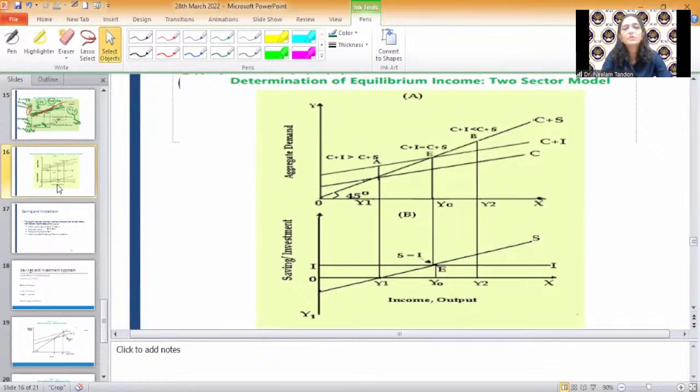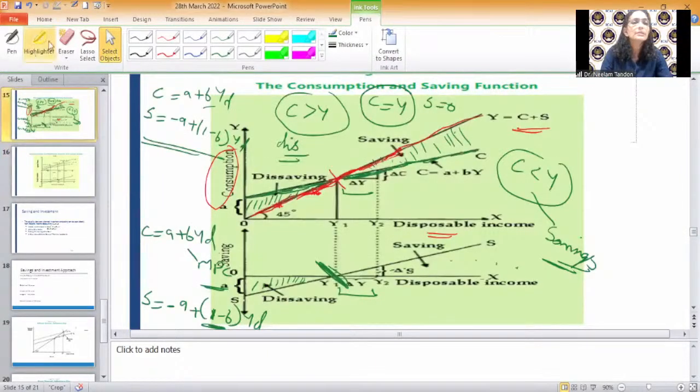So this is about the two-sector model. You remember we had shared the two-sector model. In the two-sector model, we have only firms and households. So taking firms and households here, you can see we have added investments. In that graph, investments were not there. Can you see in this graph? I'll erase this so that it becomes easy for you to understand.